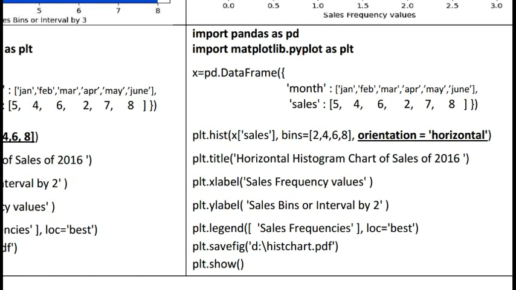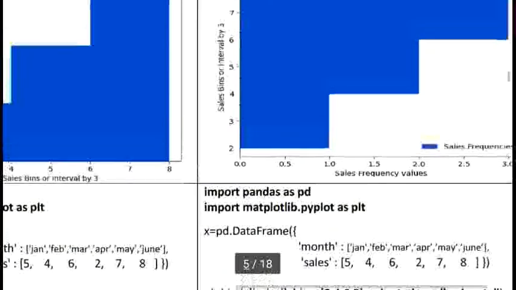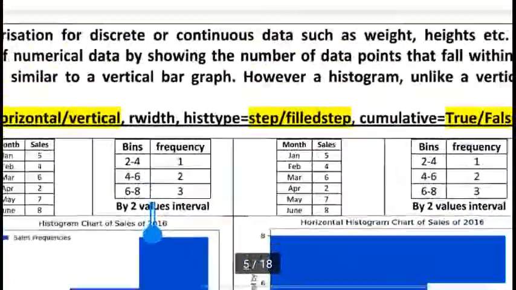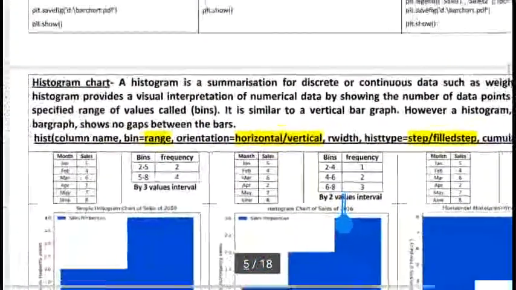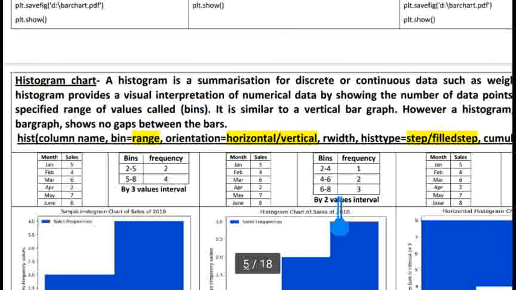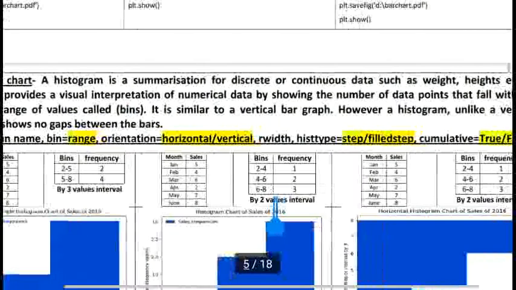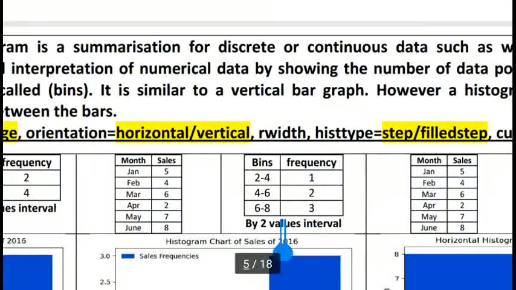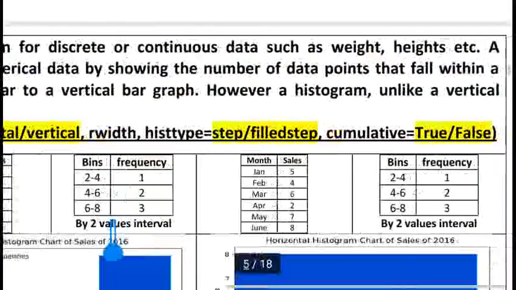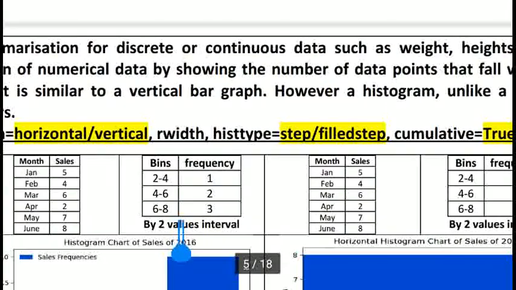And you must keep in mind the syntax. Okay, so you can see what is the syntax of histogram: hist, column name, bins is equal to range, we already discussed. Orientation we already discussed. Here rwidth, histtype, cumulative we will discuss later.